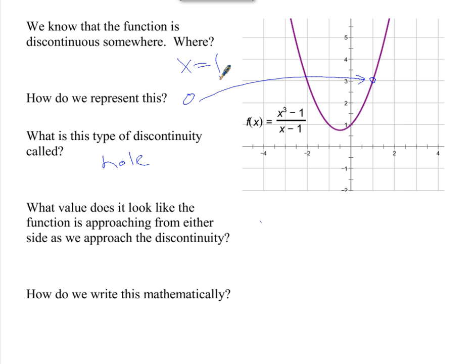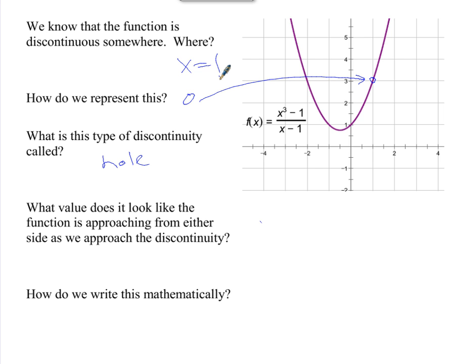Now what value does it look like the function is at when x equals 1? Looks like it's at 3, right? So if the hole wasn't there, then we would be able to evaluate the function and wind up with 3. And this is how we're going to start to learn how to get around division by 0.